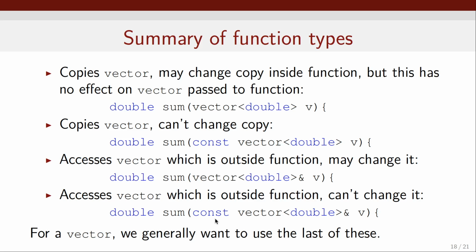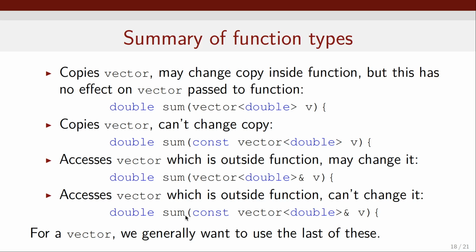For a vector, we generally want to use the last of these functions for obvious reasons. First of all, it's more efficient to access the vector directly instead of making a copy, and it's safer because the argument is a constant, so we don't change that vector. We just do work with it, but we don't change it directly. And by do work with it, I mean the function is calculating things using the components of the vector and so on, but it doesn't change the components of the vector. For example, it calculates the sum of all the components and returns that.